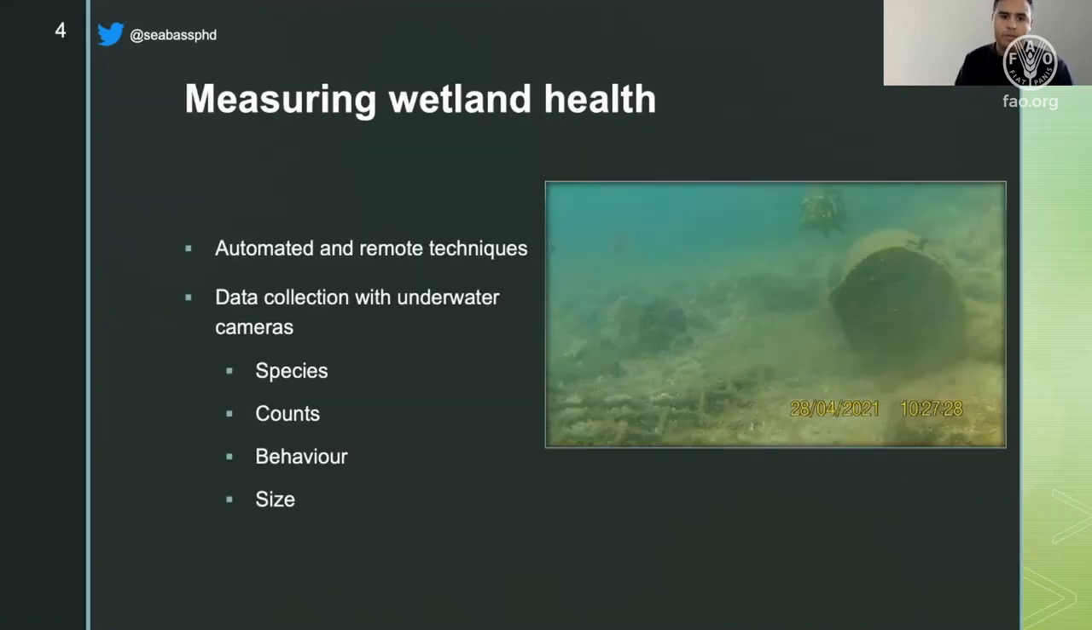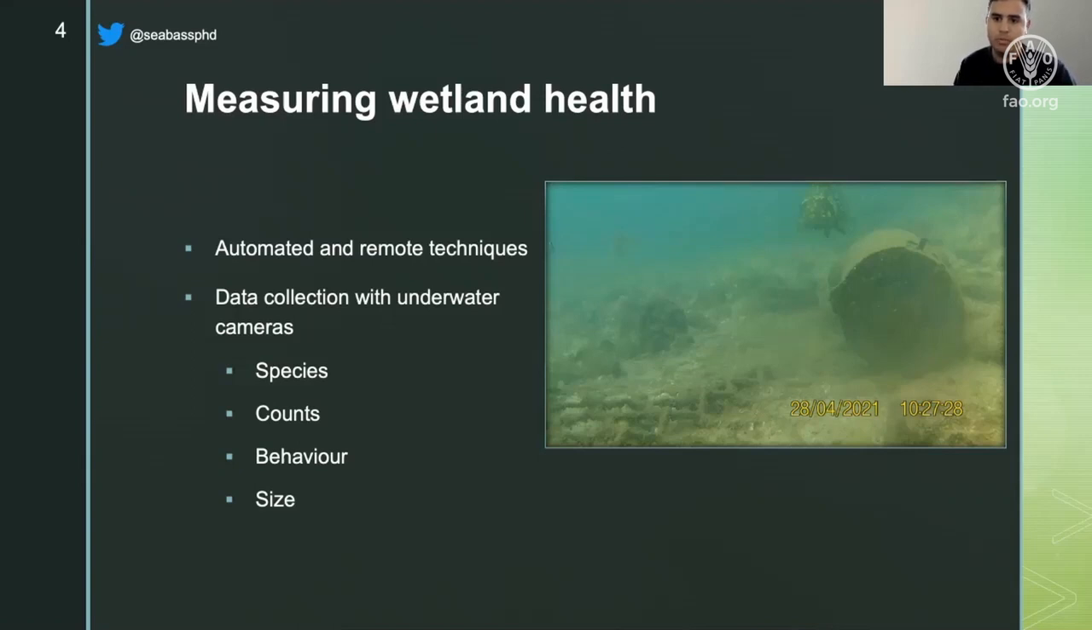When measuring wetland health, there's this big push now in science and in research as a whole to use automated and remote techniques. Specifically, underwater cameras are becoming a method that is commonly used, mainly because it can collect data on species, counts, behavior, and size. Another point that makes underwater cameras useful as a remote technique is that they can be deployed for many hours at many different sites and obtain footage of rare behaviors or rare species.